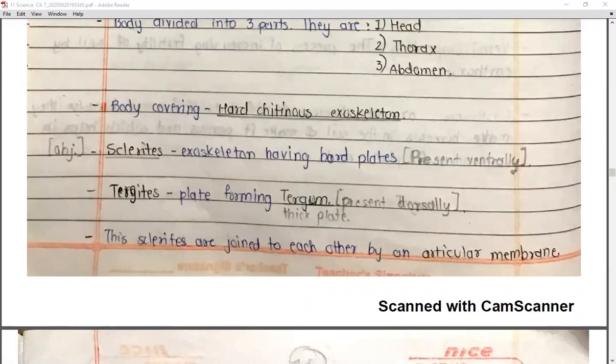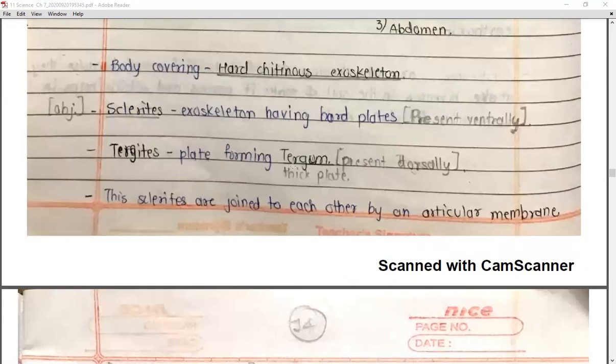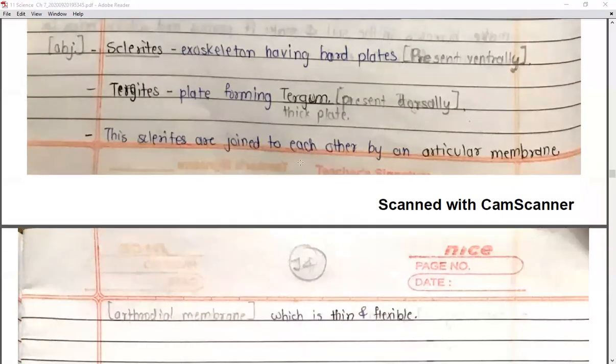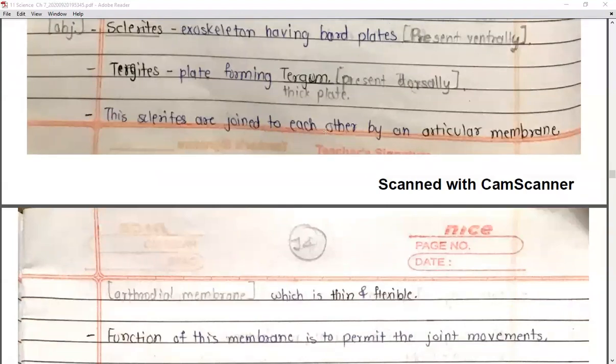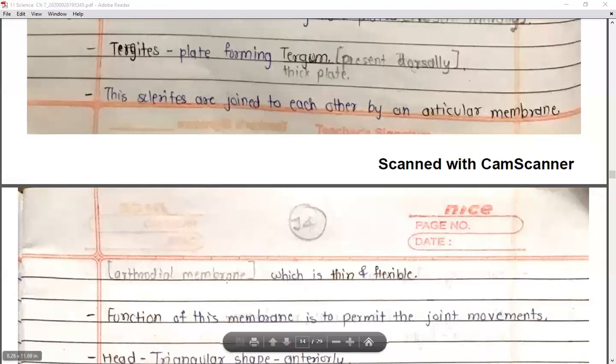And these hard plates are present in order to give protection to the inner body. This can also be asked in the MCQ, that what are sclerites, right? Then tergites are the plates forming the tergum, and this is tergites. This is going to be present on the dorsal side, and the tergum is said to be the thick plate, right?